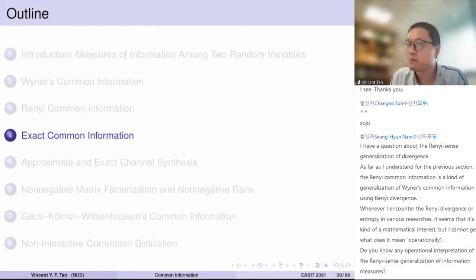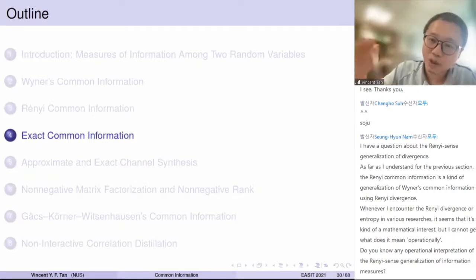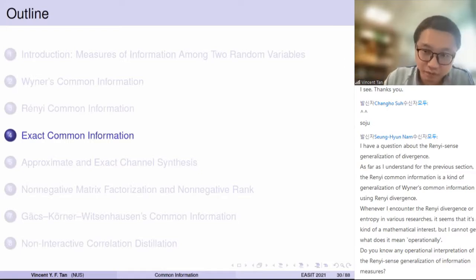Perfect question, because that allows us to segue to the next section on infinity order really common information, where we will indeed have an operational sense of the notion of really common information, at least for order infinity. Intermediate orders may not be of great interest apart from establishing mathematical techniques for us to tackle the most important orders, which are 1 and infinity, because there is really going to be an operational meaning to the infinity order really common information, as we will see from this part of the talk.